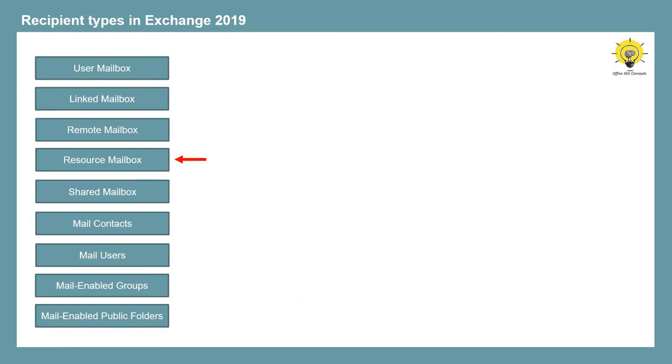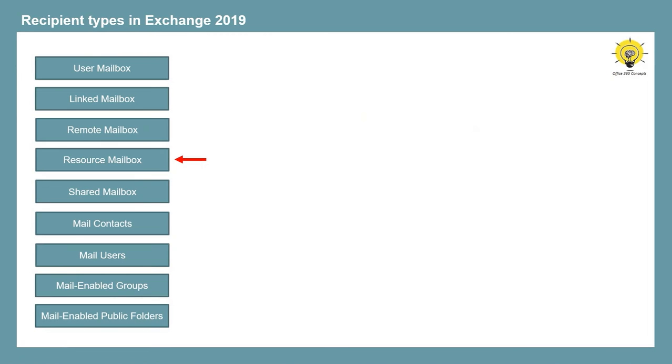A room mailbox is assigned to a physical location, for example, a conference room or a training room. With room mailboxes, users can easily reserve these rooms by including room mailboxes in their meeting request. An equipment mailbox is assigned to a resource that is not location specific. For example, a computer, projector, microphone, or a company car.